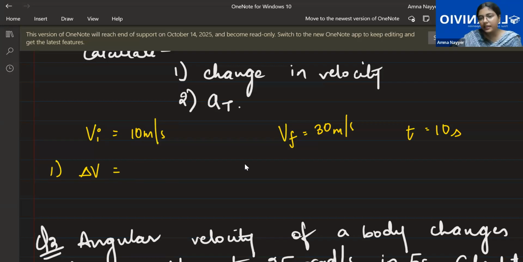Initial velocity is 10 meter per second, final is 30. Yes, Ikra. You are not audible. Ikra, mute yourself, please. Not able to hear her. Ikra, please just type your answer. Your voice isn't coming. Please just type it.